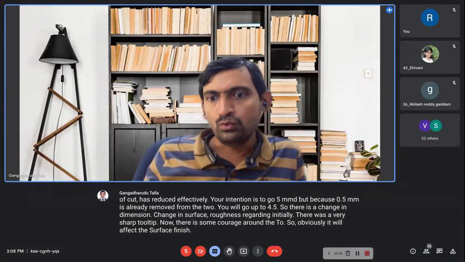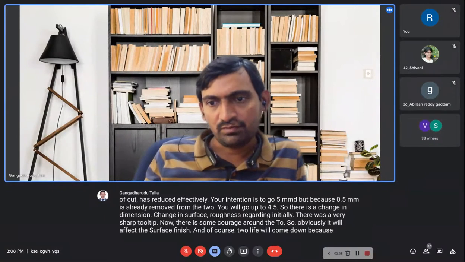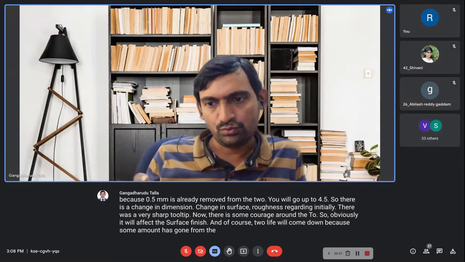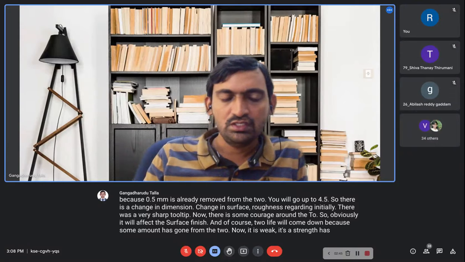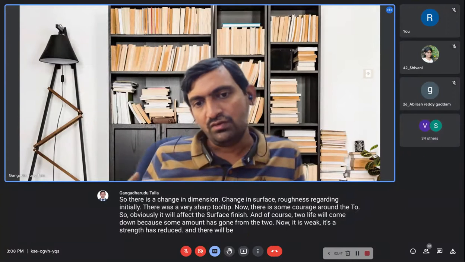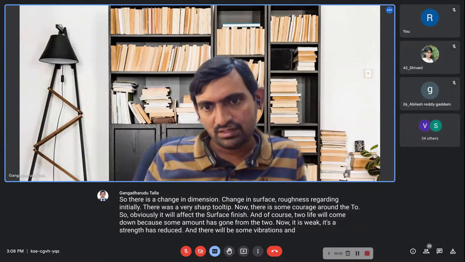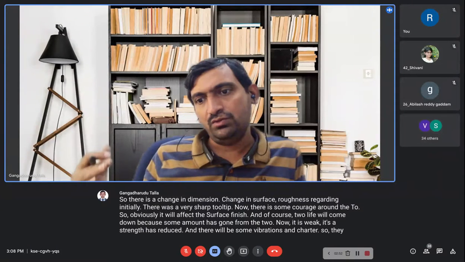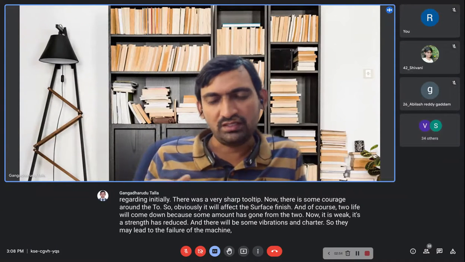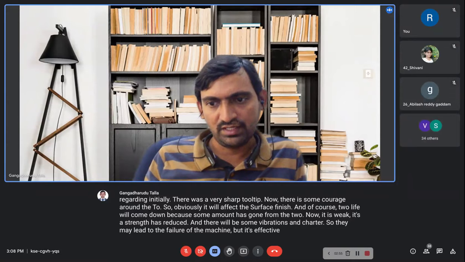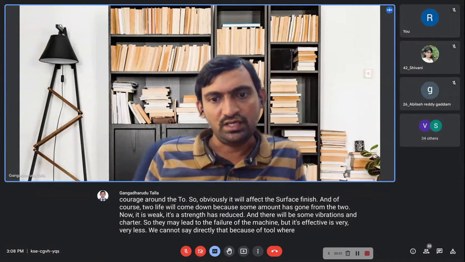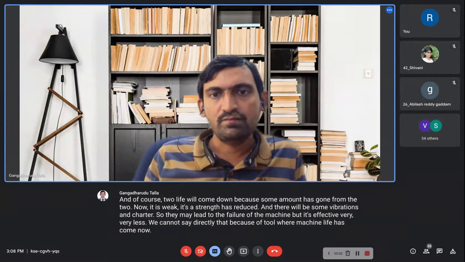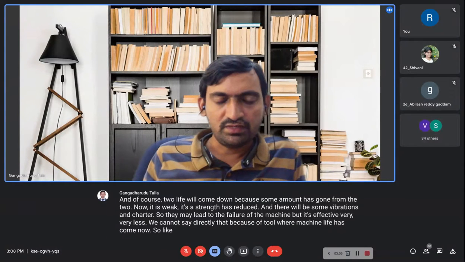And of course, tool life will come down because some amount has gone from the tool. Now it is weak, its strength has reduced, and there will be some vibrations and chatter. So they may lead to the failure of the machine, but its effect is very, very less. We cannot say directly that because of tool wear, machine life has come down. So like that, there are some adverse effects of tool wear.